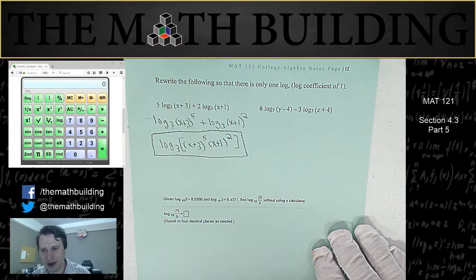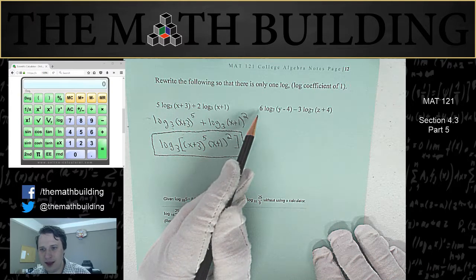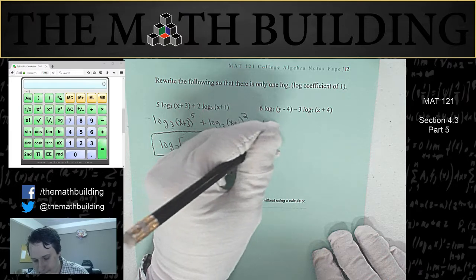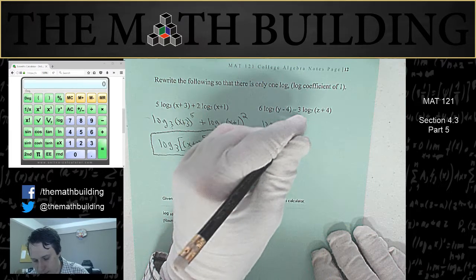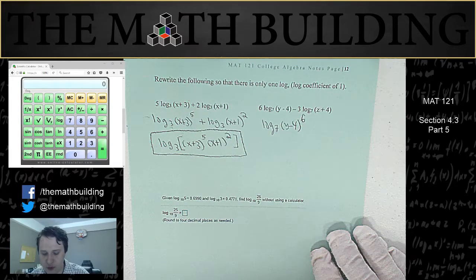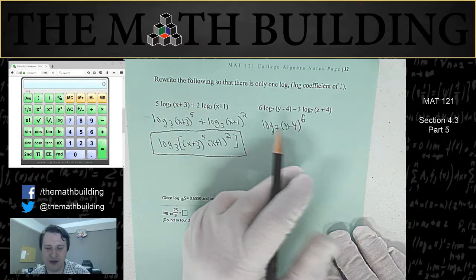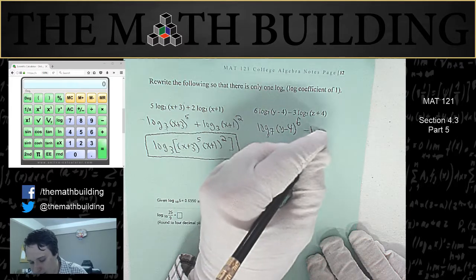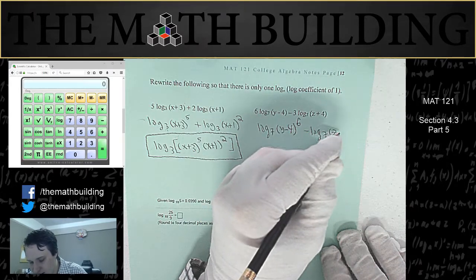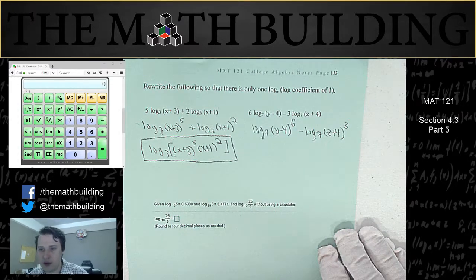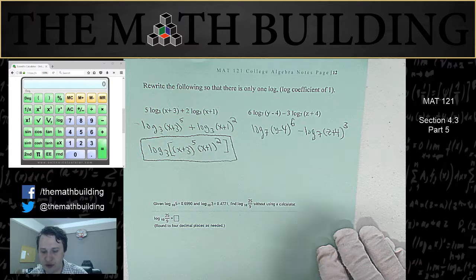Did you do it? Here we go. First, I would move the 6 up and the 3 up, because that's what you can do if it's multiplying. So that first one becomes log base 7 of (y minus 4) to the 6th power. And that would be a lot of foiling if you wanted to multiply that all out. Minus log base 7 of (z plus 4), and then that's to the 3. So that's minus log base 7 of (z plus 4) to the 3, because the 3 just came upstairs.